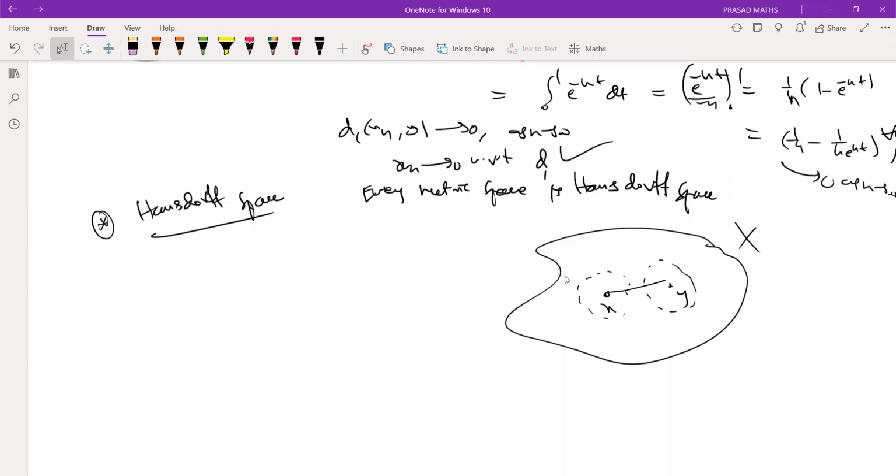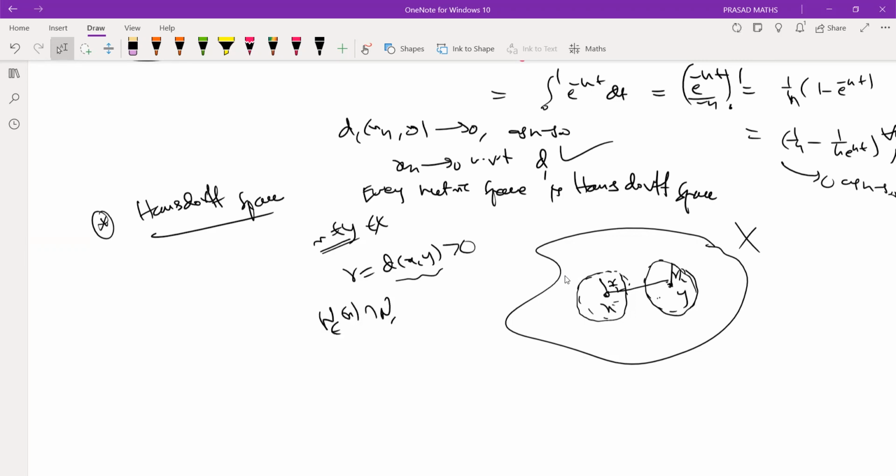My distance is actually what? d of x comma y. You give me any two distinct points, x and y. It is always positive because I'm starting with two distinct points, so x and y are not equal. Therefore r must be positive. You can take the radius as r by 2, center at x, and the radius r by 2, center at y. So you observe that these neighborhoods are disjoint. This property is nothing but the T2 property.